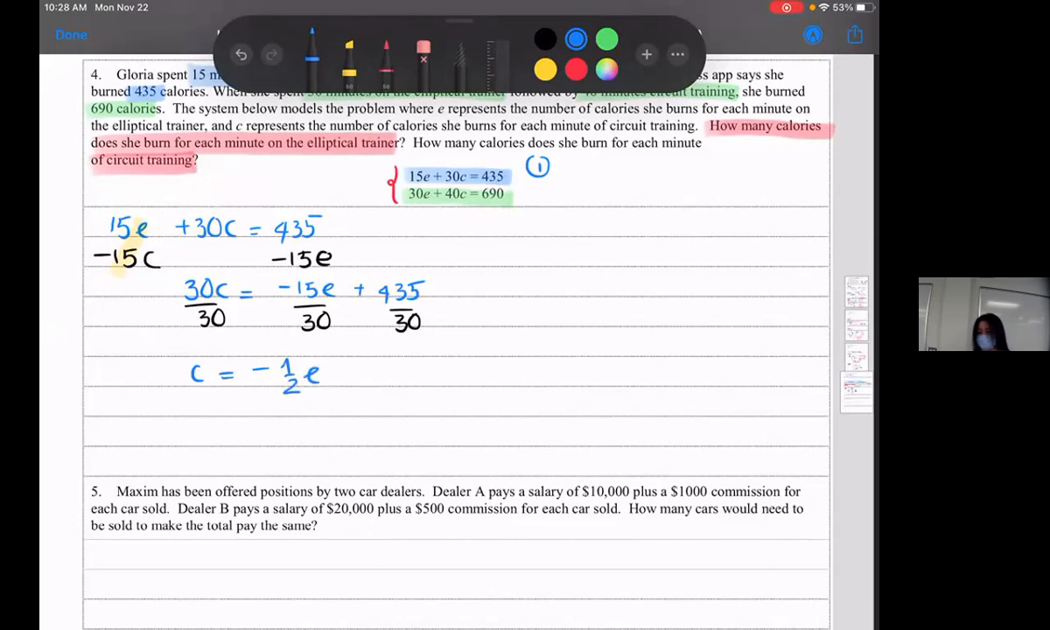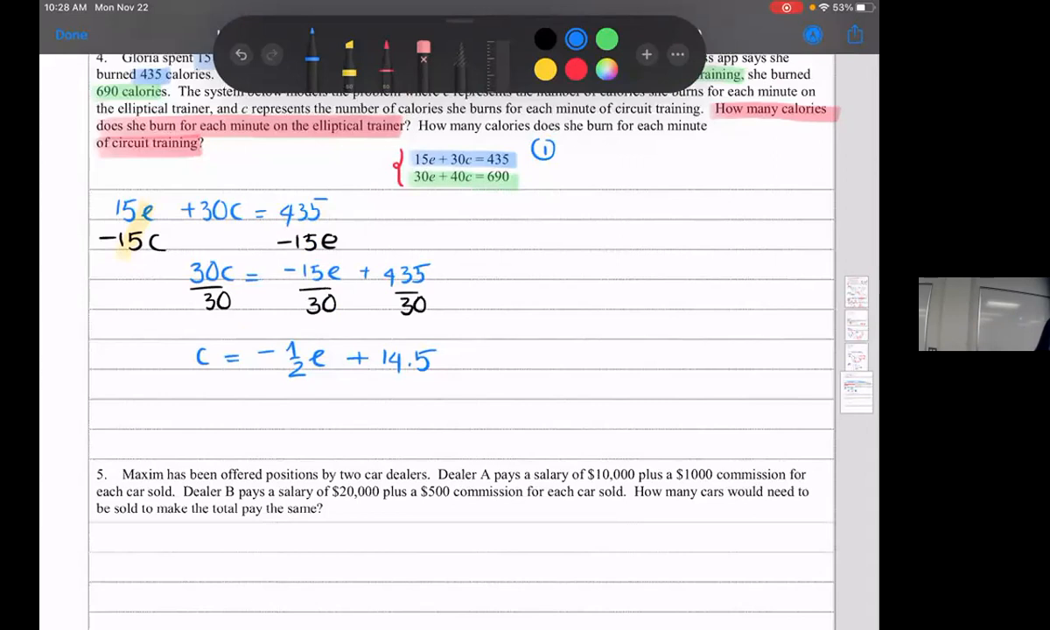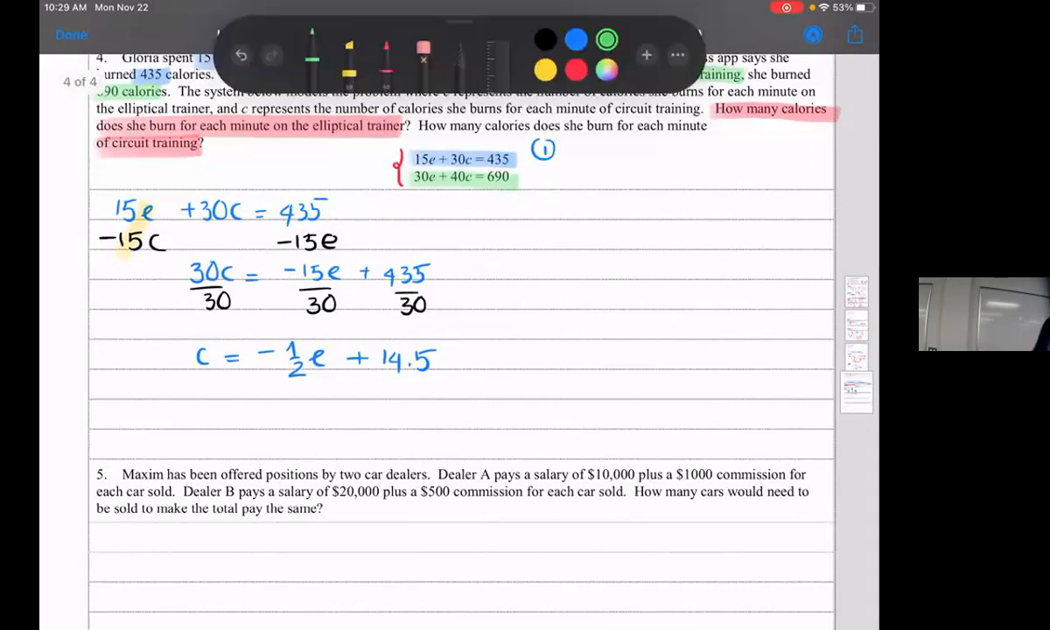What else? What's 435 divided by 30? Let me see. Yeah, 14.5. I'll just leave it at 14.5. That's fine. You don't have to do fractions. All right, so that's C. So what do I do once I have C? I plug it back into the green one. You might not be able to see, so I'm going to change to a darker green here. Plug it back into the green one.